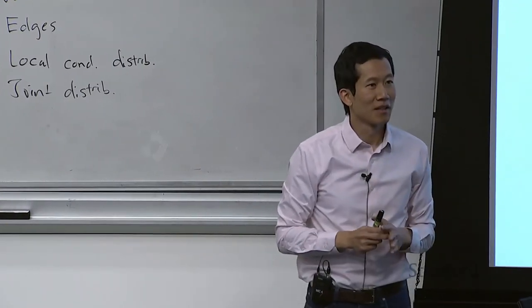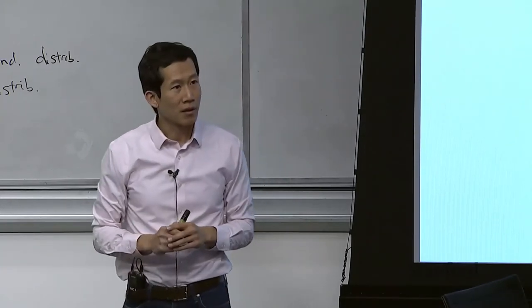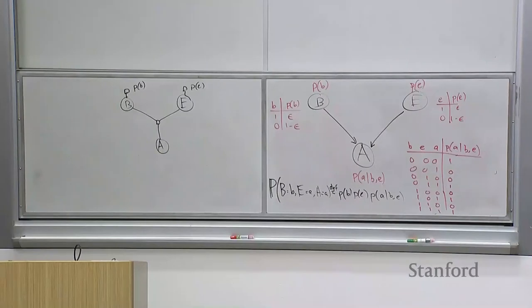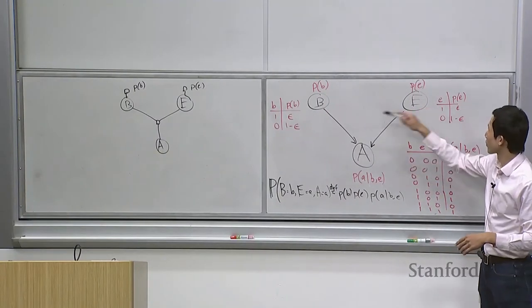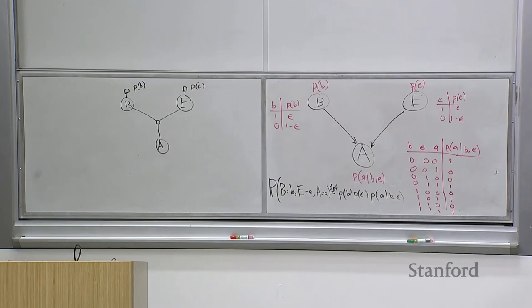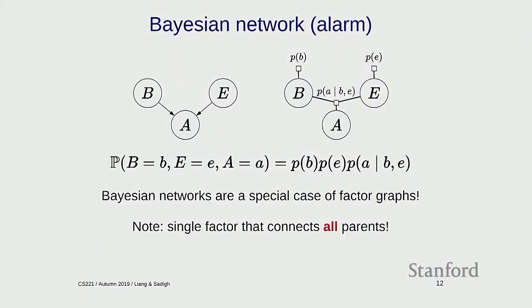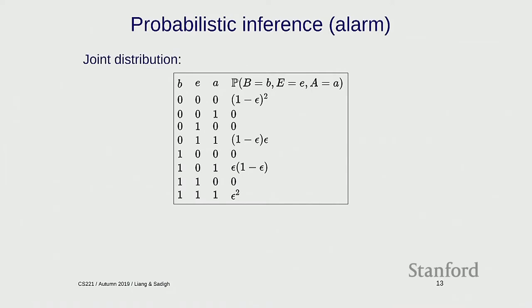Use the system to compute the probability of an alarm given just an earthquake or probability of an alarm given just a burglary? Yeah, so the question is, can you use this to compute the probability of alarm given earthquake alone or burglary alone? And the answer is you compute whatever you want, and we'll show you how to do that. Okay. So a single factor connects all the parents, one factor per variable. Okay, got it? All right.